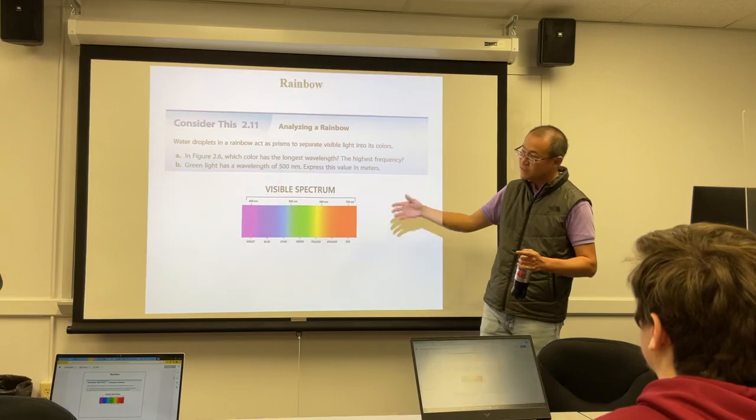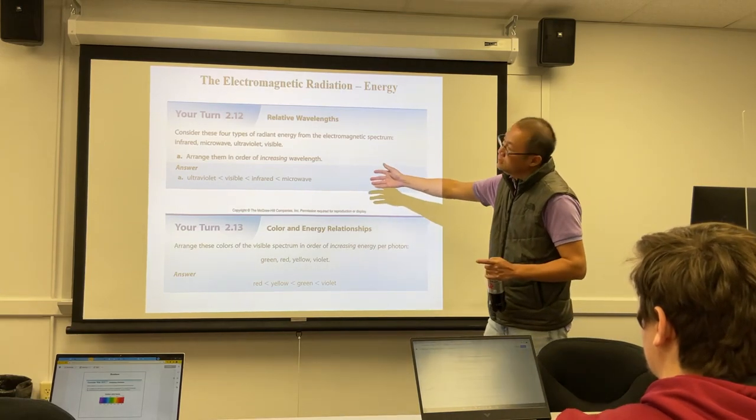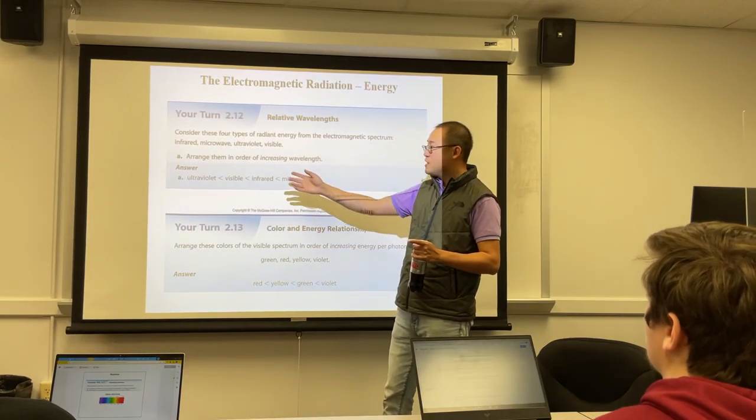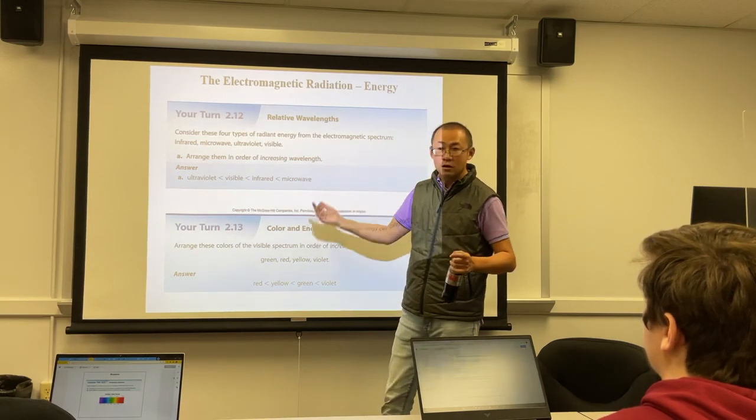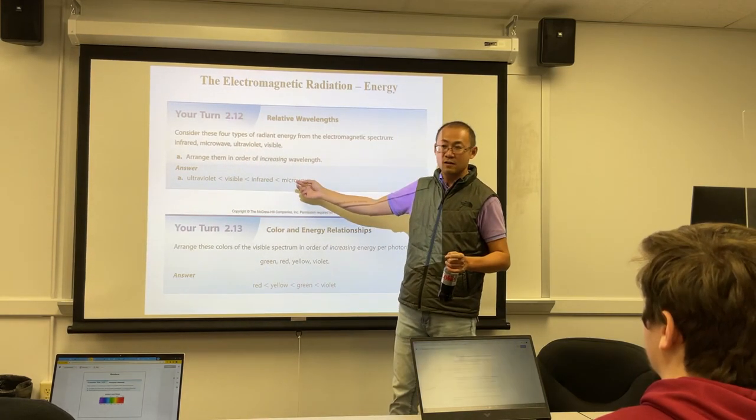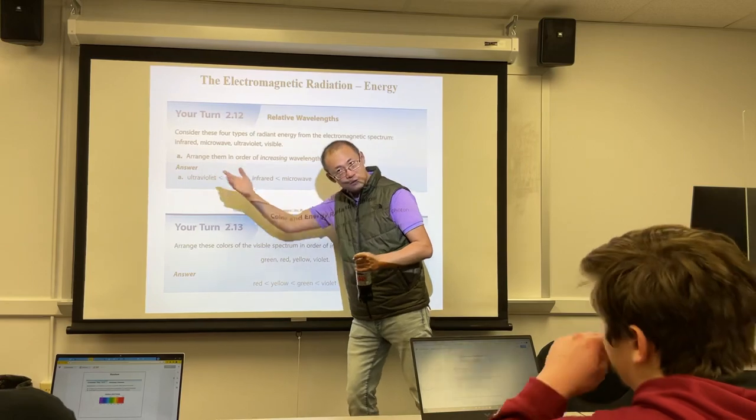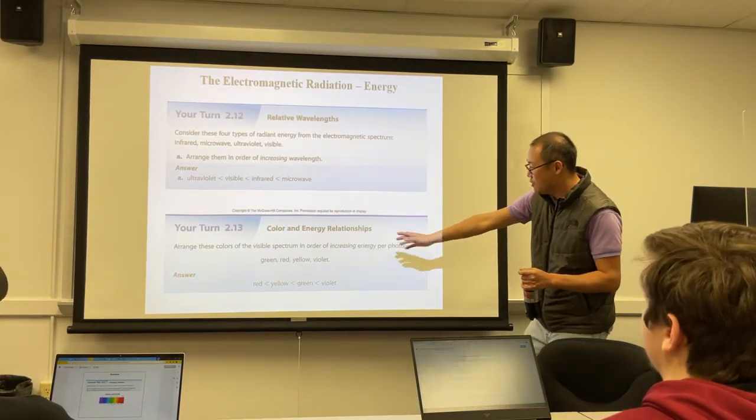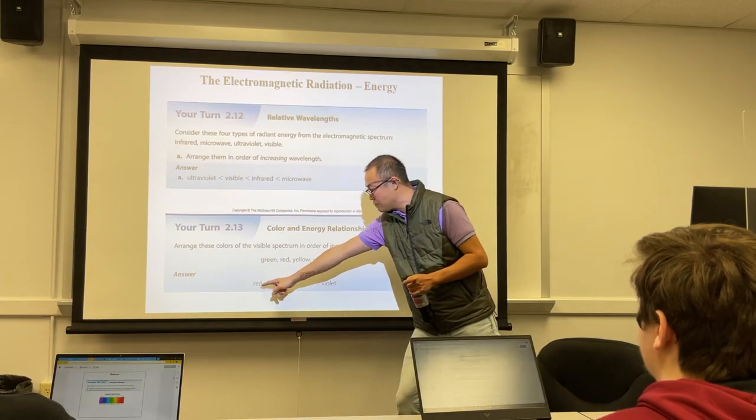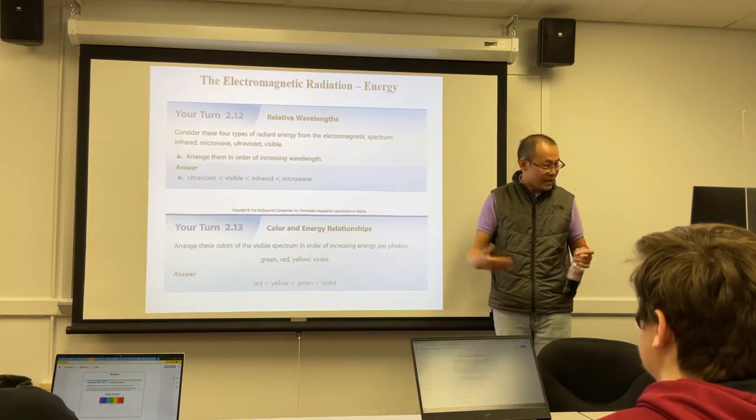Again, these are very simple practice. You will see questions like this, asking: I give you these things, infrared, microwave, ultraviolet, visible. Can you arrange them in the order of increasing wavelengths? You will see questions like this in your tests and quizzes. Among these four, which one has the longest wavelengths? Microwave, right? Followed by infrared, followed by visible, and then the shortest one is UV. And the same, they may ask you to arrange these colors by energy. If you see the word increasing, it means you need to arrange them from the smallest, that means lowest energy, to the highest energy. These are the practice.